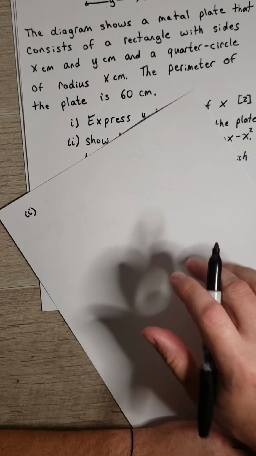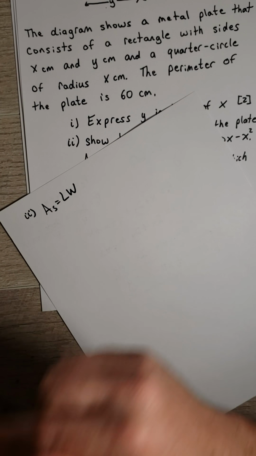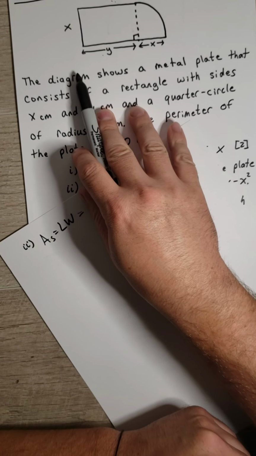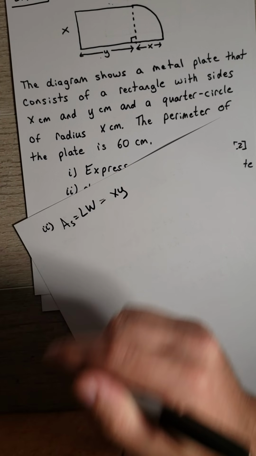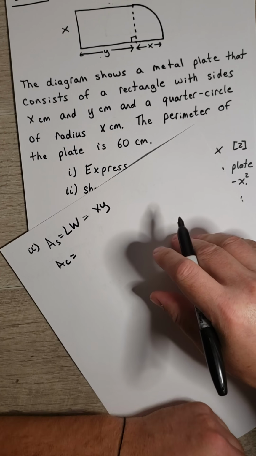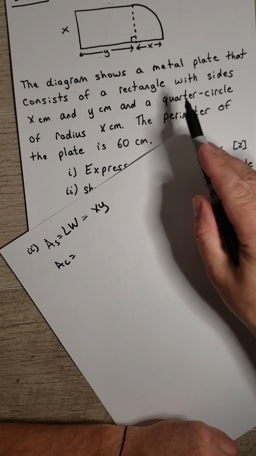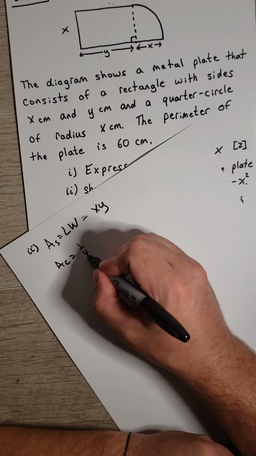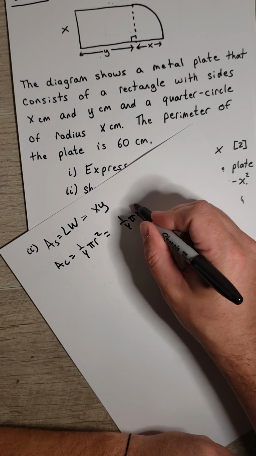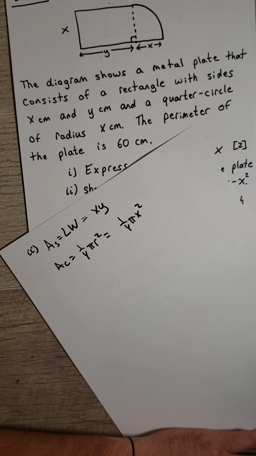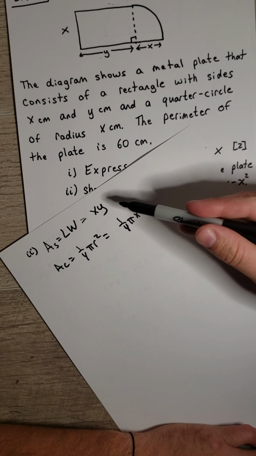The area of a square is length times width, which for us is x times y. Now what's the area of the circle? Area of a circle is pi r squared, but we're dealing with a quarter circle, so it's going to be 1/4 pi r squared. So 1/4, and the radius is x, so 1/4 pi x squared. So the area of the plate then is these two added together.